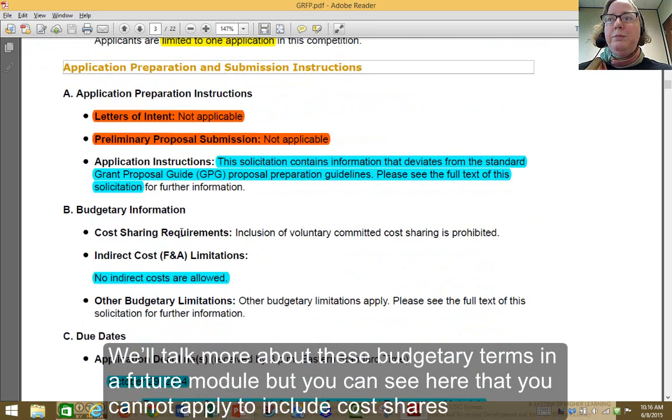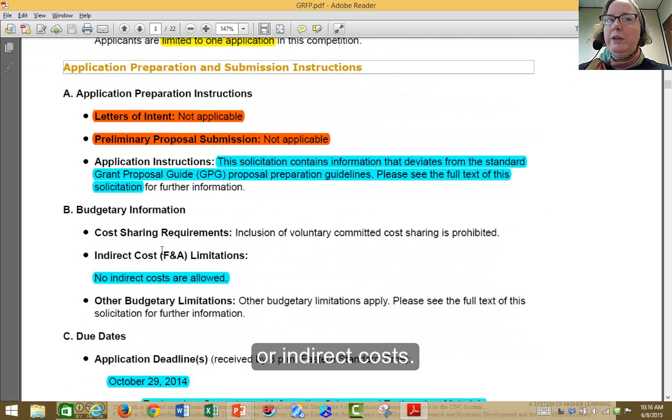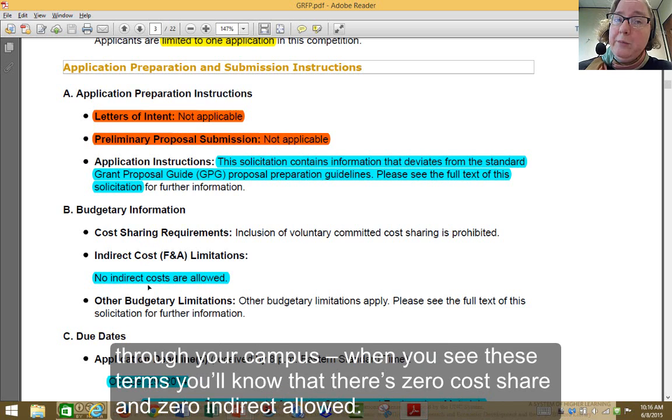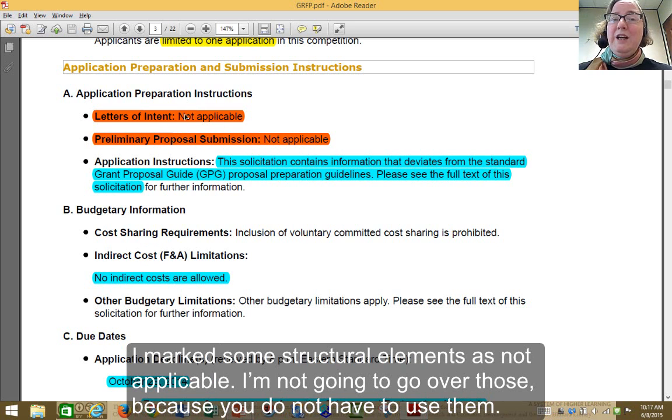We'll talk more about these budgetary terms in a future module, but you can see here that you cannot apply to include cost shares or indirect costs. So when you fill out your campus grant information, and yes, you can't just apply to a sponsor on your own, you also have to go through your campus. When you see these terms, you'll know that there's 0 cost share and 0 indirect allowed. I marked some structural elements as not applicable. I'm not going to go over those because you don't have to use them.